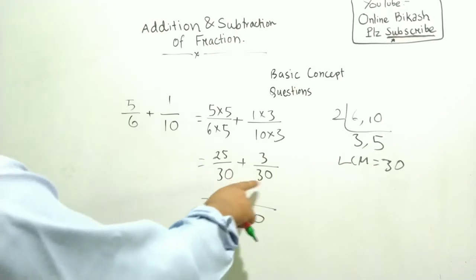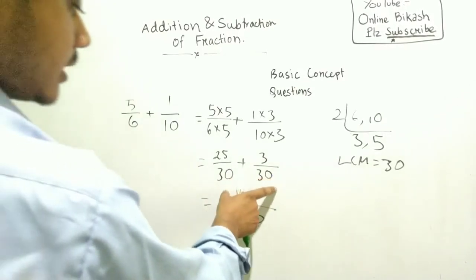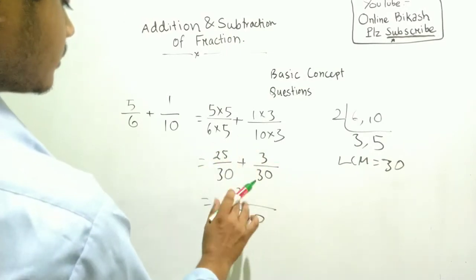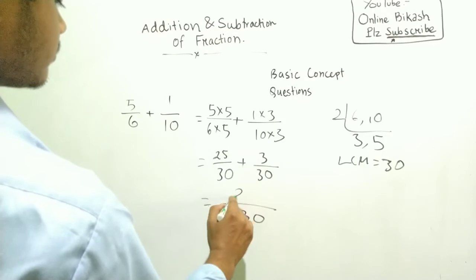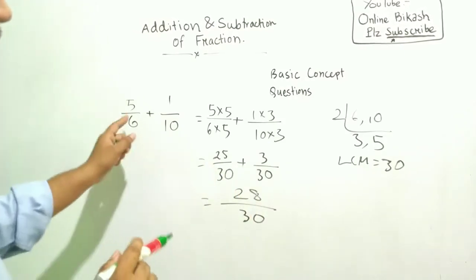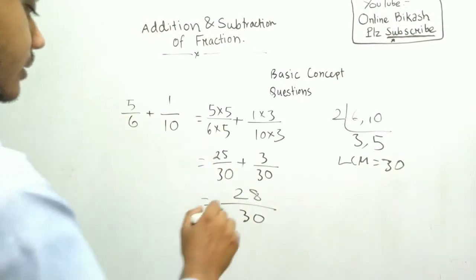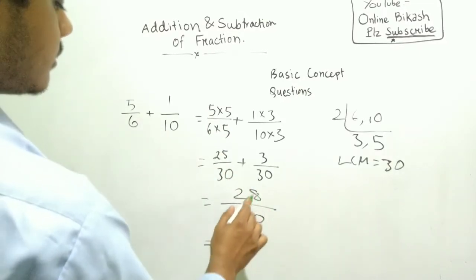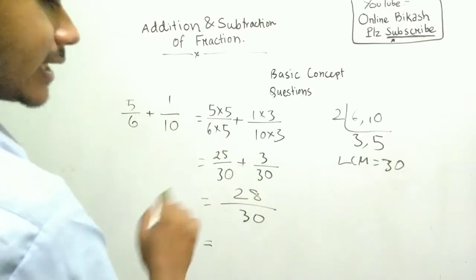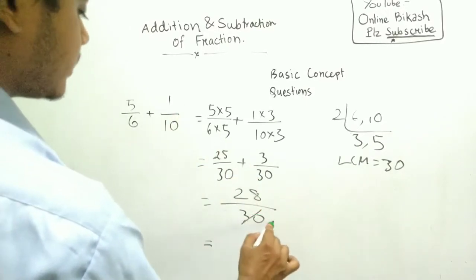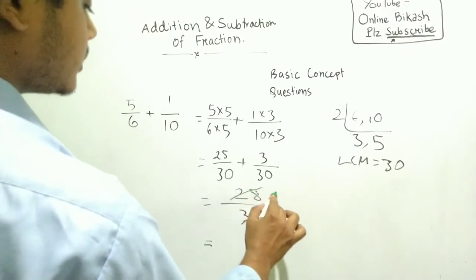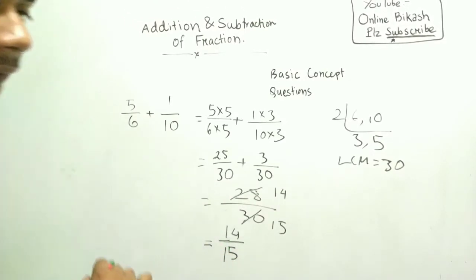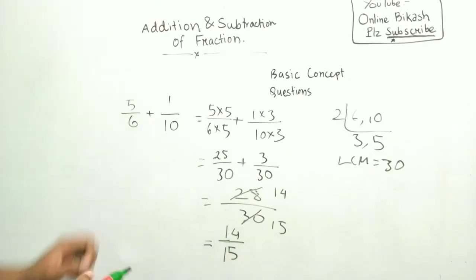Now you can see the fractions, the denominators are same here. So just simply add the numerators. 25 plus 3 is what? 28. So this is our answer. Now one more thing you can do here. You can change them into the simplest form by cancelling them with the same number or dividing them with the same number. If you divide this by 2, then you will have 15. If you divide this by 2, then you will have 14. So 14 by 15 will be the perfect answer of the sum of these two fractions.